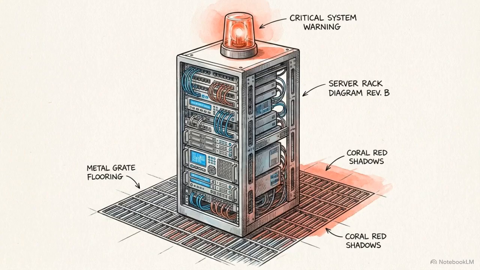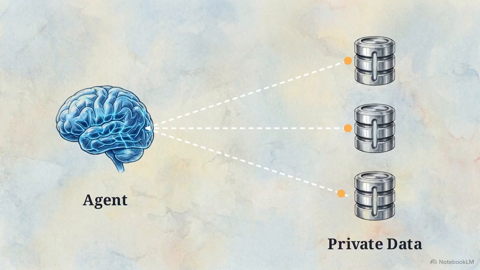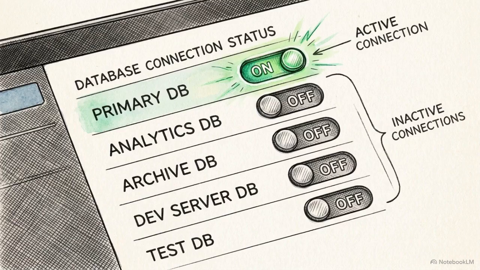Giving a model the power to act on its own introduces serious risks. If you let an agent interact with your private databases or local files, you need precise control over exactly how it connects and what it is allowed to touch.